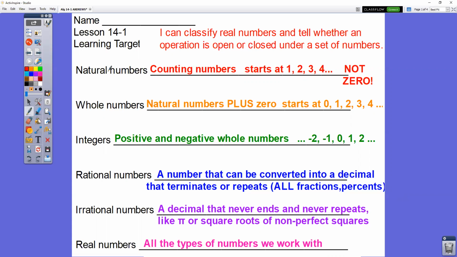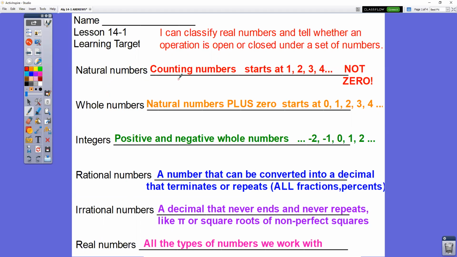There are something called natural numbers, whole numbers, integers, rational, irrational, and real. There are also imaginary numbers, but imaginary are the opposite of real numbers. And we're not going to talk about that because that is not a 9th grade topic. That's really when you get into 10th and 11th grade math. So taking a look at natural numbers. Natural numbers are basically counting numbers.